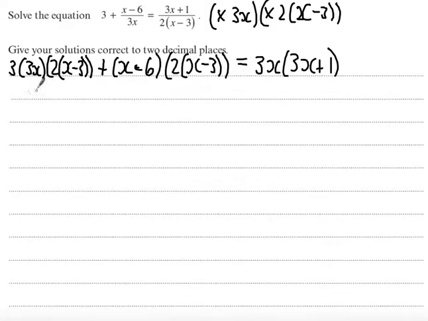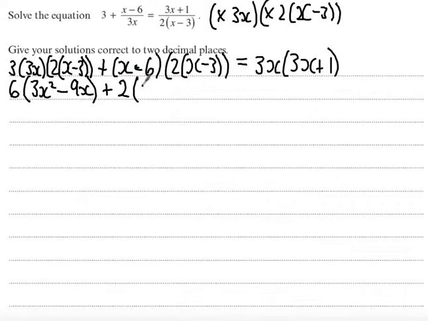Okay, so let's take our time carefully expanding these brackets. I'm going to multiply the 3 and the 2 as a first step, and I'm going to multiply 3x times x, which is 3x squared, and 3x times minus 3, which is minus 9x. It's worth taking an extra step if you need to avoid silly mistakes. So second term, I'm just going to ignore the 2 for the time being. I'm going to expand the brackets, it's easier that way.